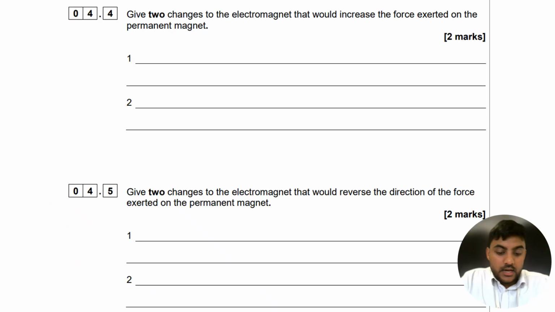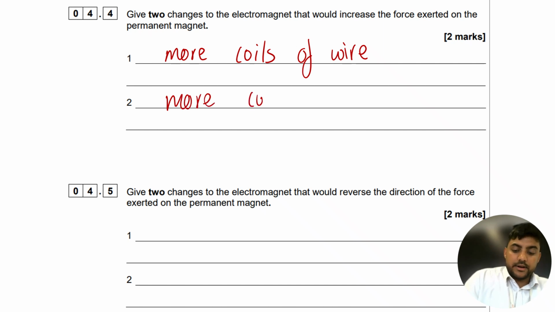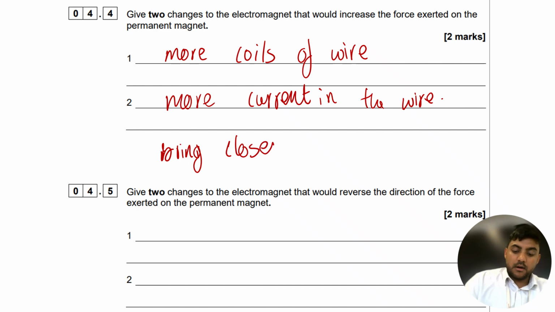Next question. Give two changes to the electromagnet that would increase the force exerted on the permanent magnet. This is back to a magnets question. This is asking, how do I increase the strength of the electromagnet? One is more coils of wire. Number two is more current in the wire. Okay, so more coils, more current. You could also bring it closer. That would also increase the force. Give two changes to the electromagnet that would reverse the direction of the force exerted on the permanent magnet.